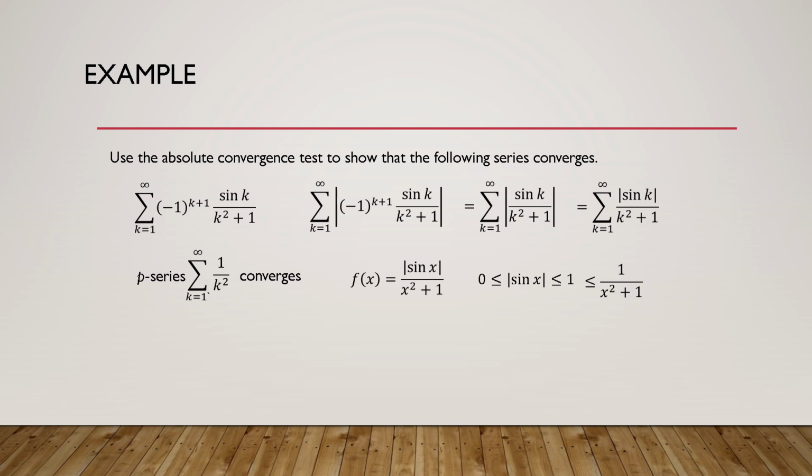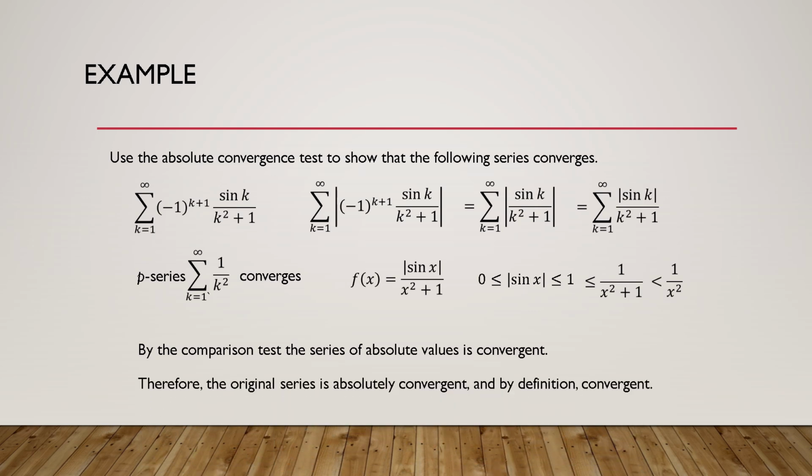If we compare this to 1 over x squared, since our function just adds 1 to the denominator, it must always be less than 1 over x squared. Since the p-series converges, and the absolute value of sine x over x squared plus 1 is less than 1 over x squared, by the comparison test the series of absolute values converges. Therefore, the original series is absolutely convergent, and by definition, convergent.